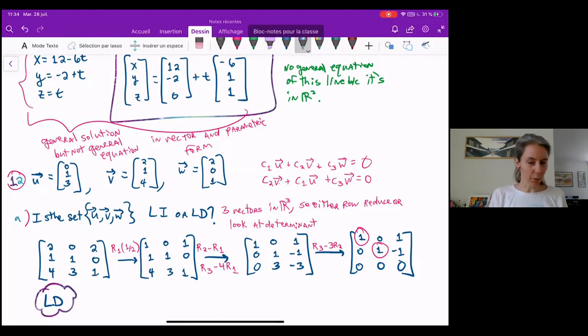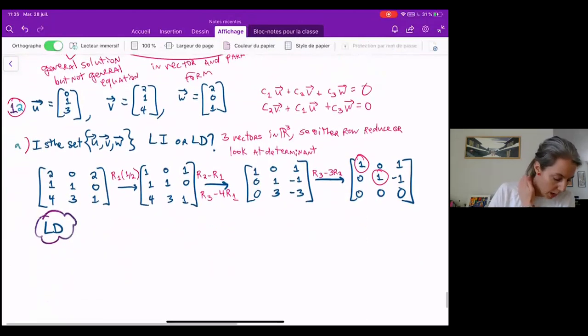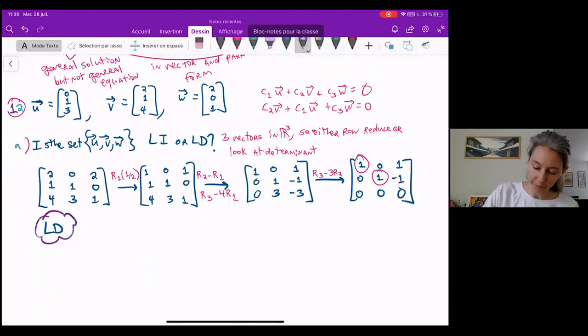Now this is a place where some of the best students even messed up on the test. So let's really talk about the second question. So the second question, what is span of UVW? Write an equation for it.